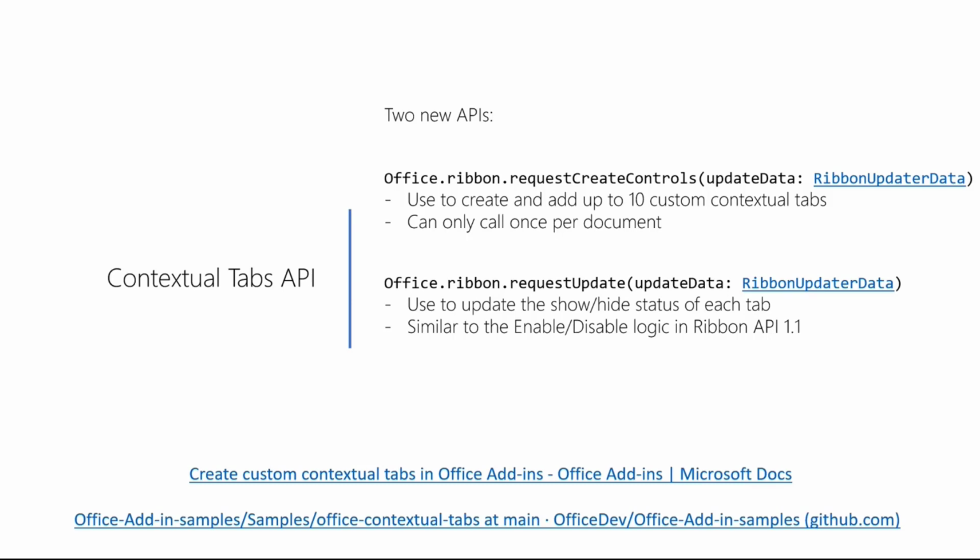You don't need to make any changes to your manifest, so you can avoid any resubmission of your add-in if you're adding this additional new behavior. And then the second API works very similar to the Enable Disable logic in Ribbon API 1.1, and you use that API to either show or hide the status of each of these tabs depending on the context that the user is in.